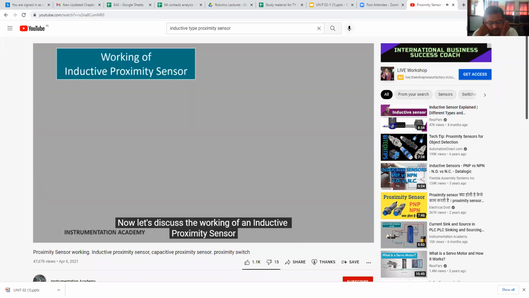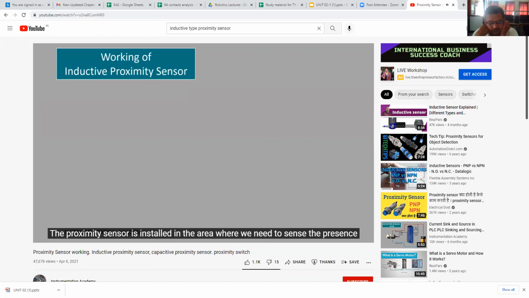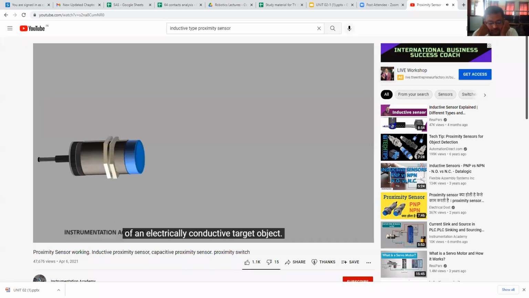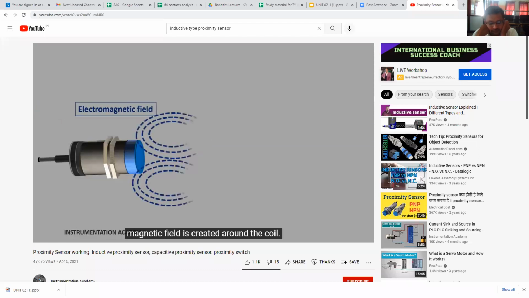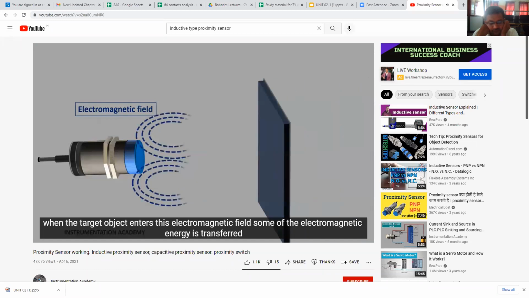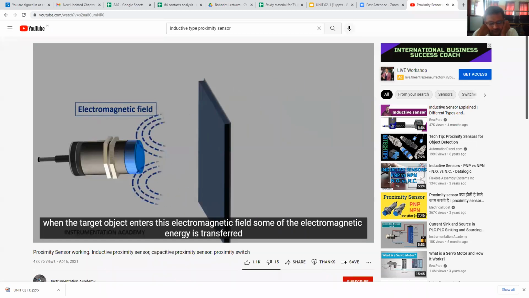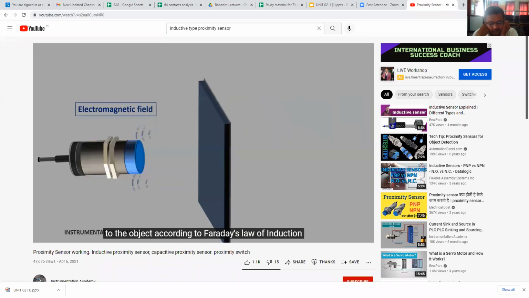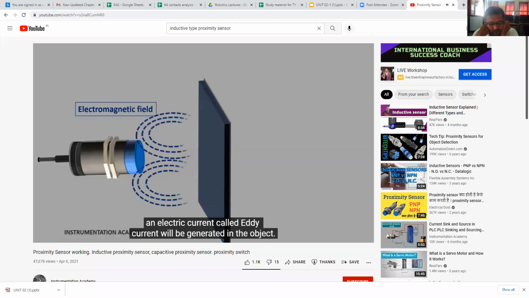Now let's discuss the working of an inductive proximity sensor. The proximity sensor is installed in the area where we need to sense the presence of an electrically conductive target object. When the sensing coil in the oscillation circuit is supplied with an alternating current, a changing magnetic field is created around the coil. When the target object enters this electromagnetic field, some of the electromagnetic energy is transferred to the object. According to Faraday's law of induction, an electric current called eddy current will be generated in the object.